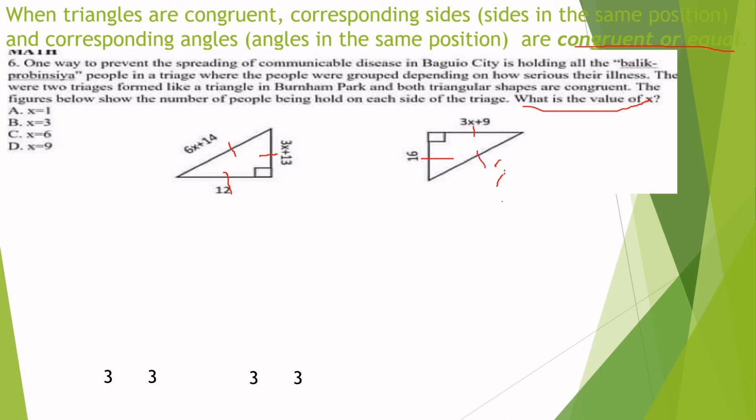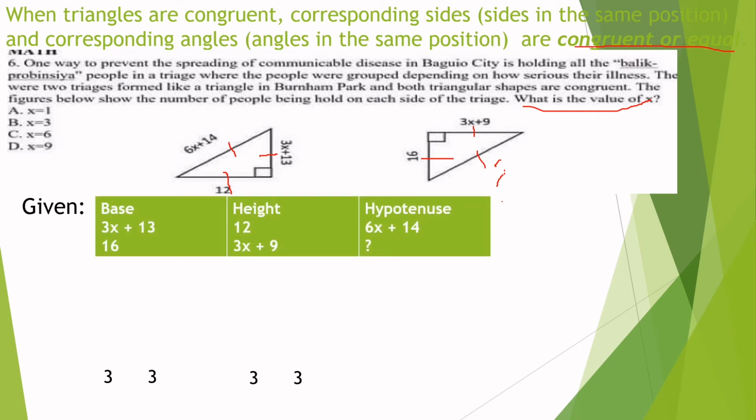So first, we need to find the given. As we already mentioned, we have the bases. We have 3x plus 13 and 16. And for the height, we have 12 and 3x plus 9. And for our hypotenuse, we have 6x plus 14 and the unknown. So first, we can use the base to find the value of x.